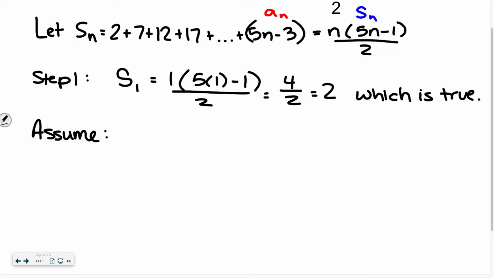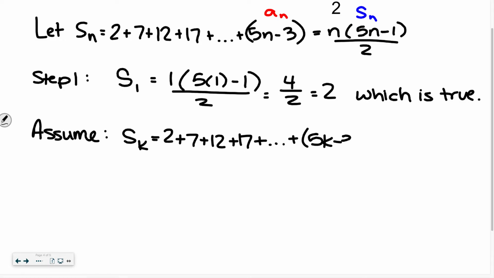Okay. So we're going to assume, go back to your let statement, and just let n equal k. S sub k equals 2 plus 7 plus 12 plus 17. Also plug in k over here in your formulas for a sub k and s sub k. It won't be a specific number, but we're going to call it k.